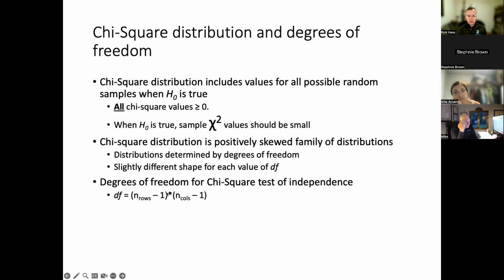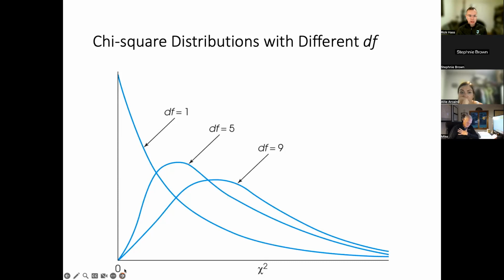the number of rows minus 1 times the number of columns minus 1. Now, this will always be equal to 1 then for a 2x2 table. 2 rows minus 1 is 1. 2 columns minus 1 is 1. 1 times 1 is 1. So the degrees of freedom for a chi-square test of independence usually are relatively small. There are other situations where chi-square degrees of freedom can be very large.